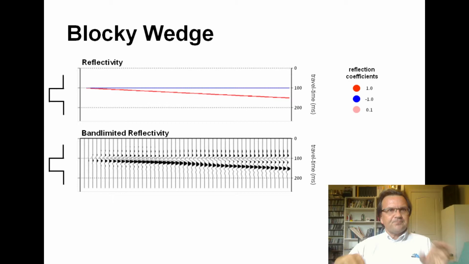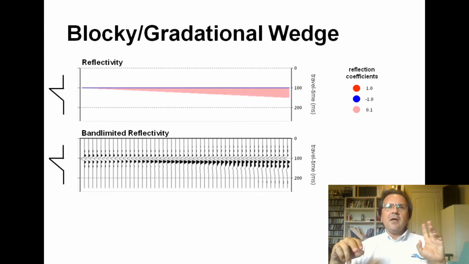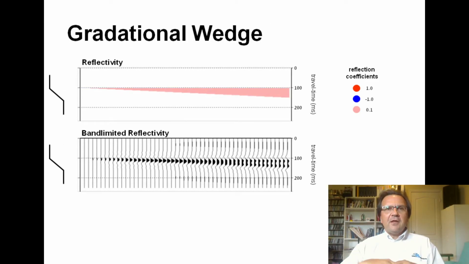In the blocky case, each trace contains 2 reflectivity spikes of equal amplitude opposite sign. In the blocky gradational case, all samples within the wedge are filled with a low-level positive amplitude. Each trace also contains a negative spike at the top of the wedge. In the gradational case, all samples within the wedge are filled with a low-level positive amplitude.